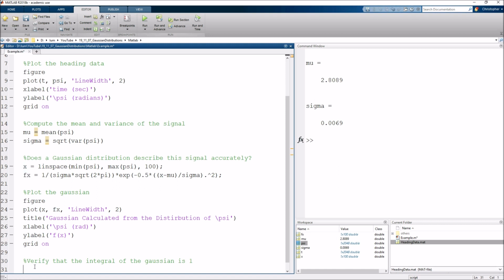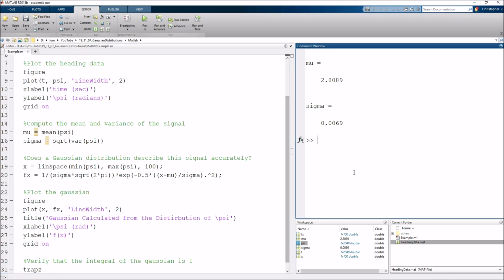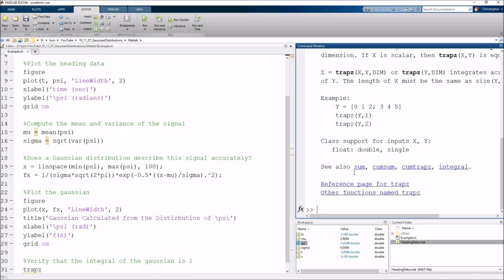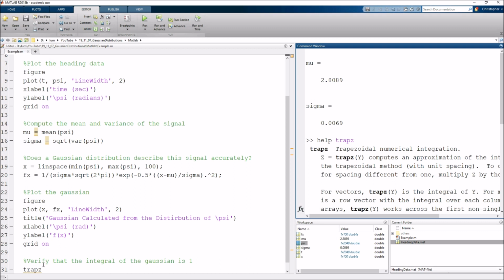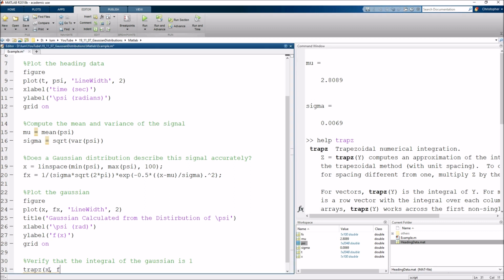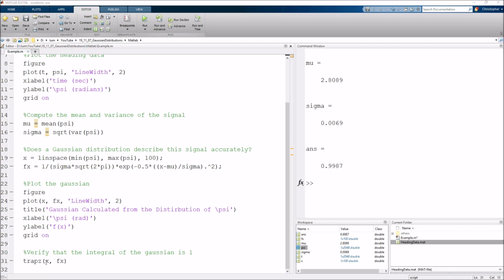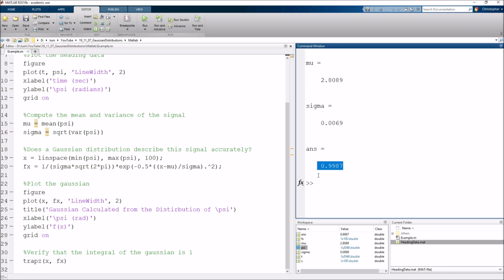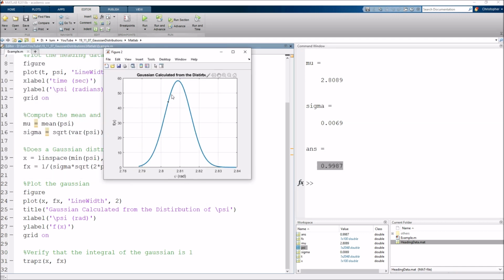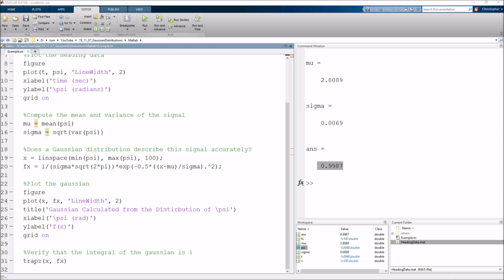Okay, so to do that, MATLAB has a couple of integration routines. Let's just use trapz. Trapz is an integration technique, right? That gives us a trapezoidal numerical integration, so that's what I'm interested in doing. So let's say x and f of x, and this better come out to be something close to 1. So let's just run this again, and here we go. Yep, 0.9987, that's close enough to 1, so I will believe that this is a valid probability distribution function, okay?